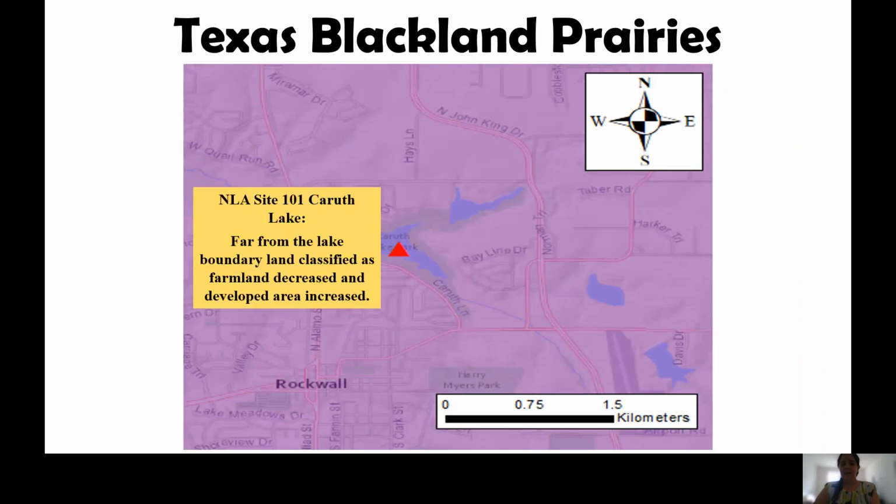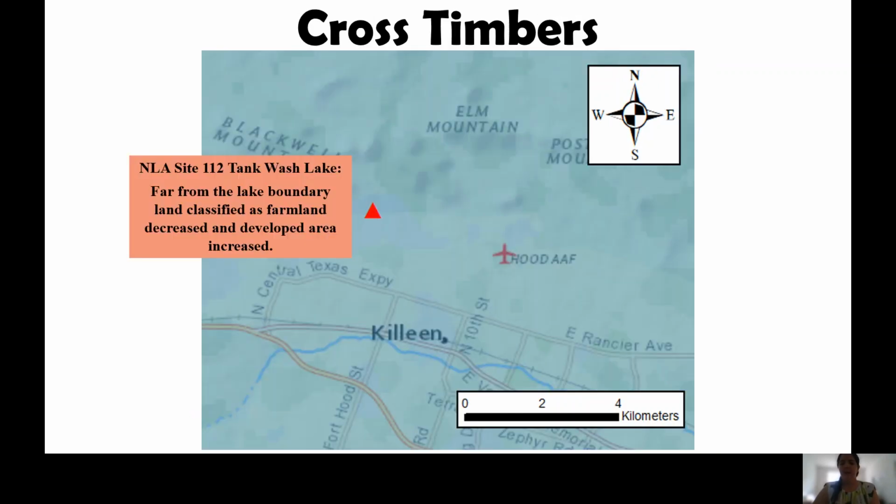There is only one site to be analyzed in the Texas Blackland Prairie ecoregion, and it did not show a significant change in water, barren, forest, shrubland, herbaceous, or wetland cover types. Most of the change for this site occurred further from the lake boundary, where the developed land cover increased and farmland decreased, similar to the sites seen before, sites 161 and 118 in the western Gulf Coastal Plain ecoregion.